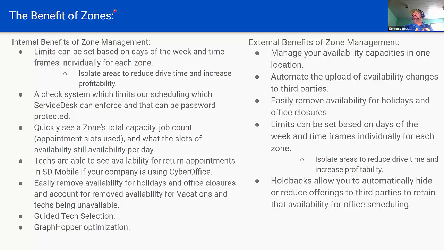We can easily remove availability for holidays and office closures. Then that information gets relayed and uploaded back to those third parties. Limits can be set based on the days of the week and the timeframes individually for each zone. Again, this allows us to isolate those areas to reduce drive time and increase profitability. And then the last one is that we can apply holdbacks, which allow us to automatically hide or reduce offerings to third parties and retain that availability for office scheduling.